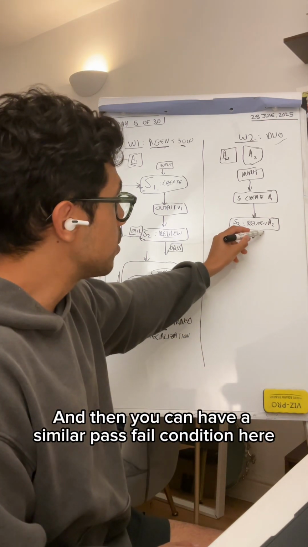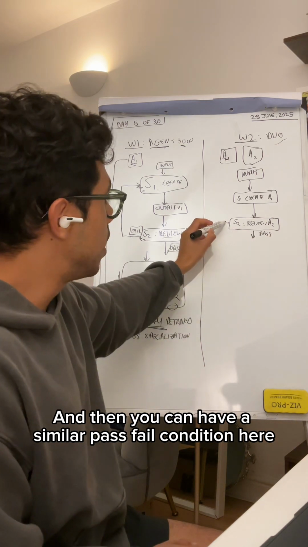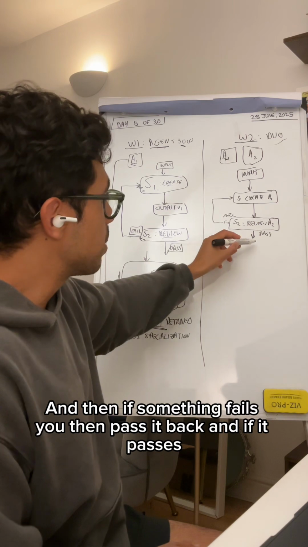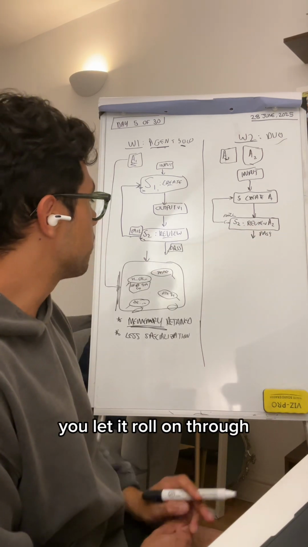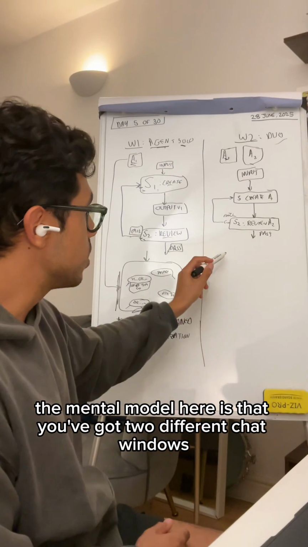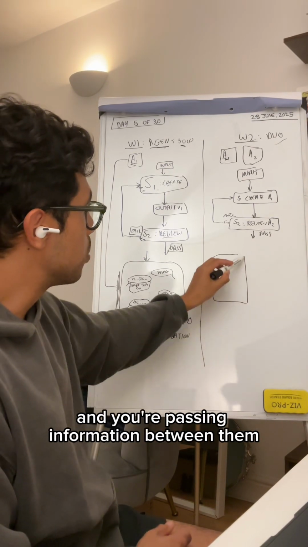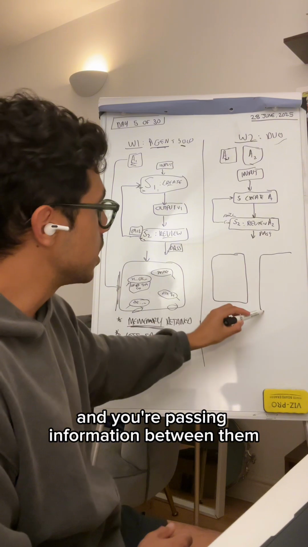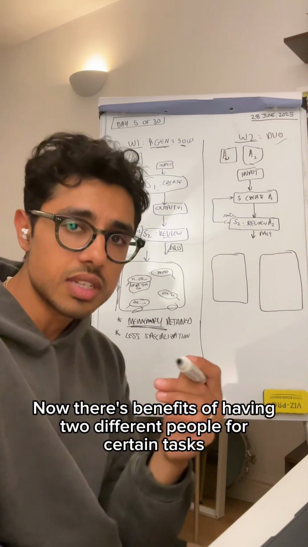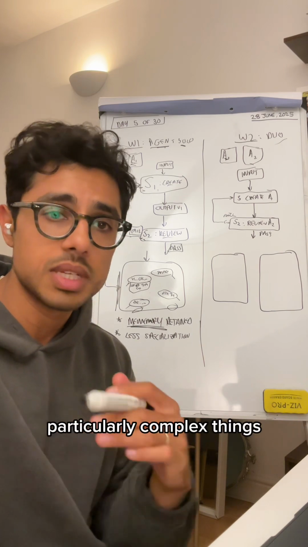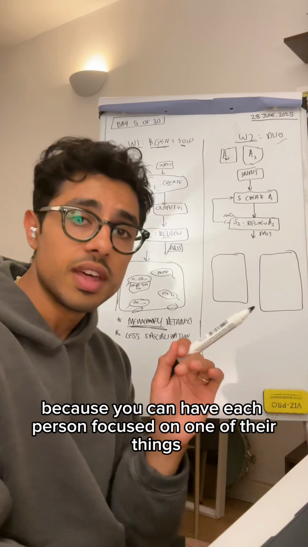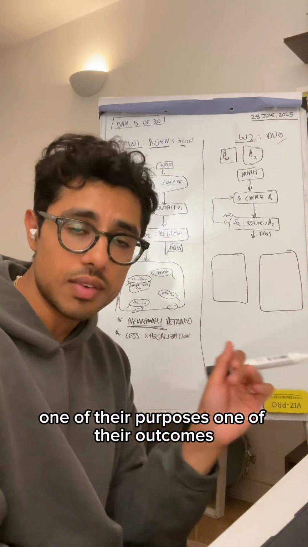And then you can have a similar pass-fail condition here. And then if something fails, you then pass it back. And if it passes, you let it roll on through. Now, the mental model here is that you've got two different chat windows and you're passing information between them. Sort of like two different people. Now, there's benefits of having two different people for certain tasks, particularly complex things, because you can have each person focused on one of their things, one of their purposes, one of their outcomes.